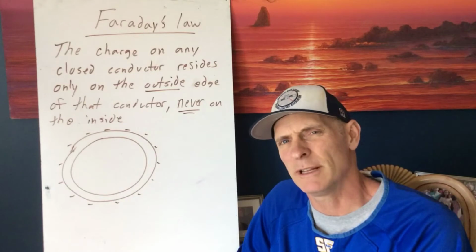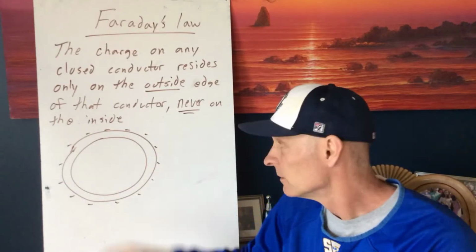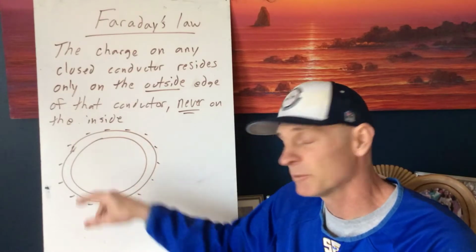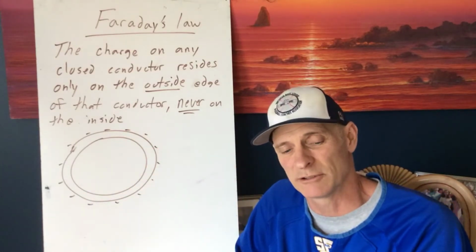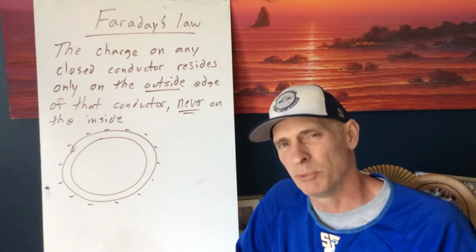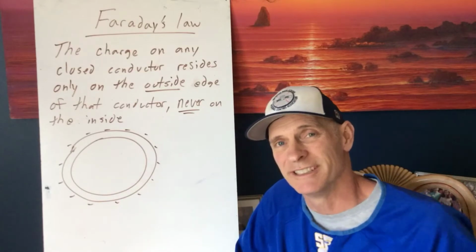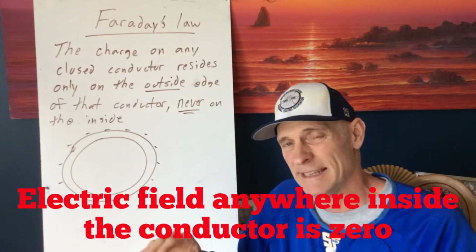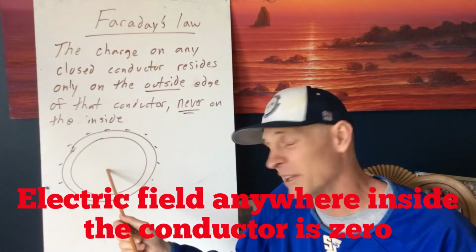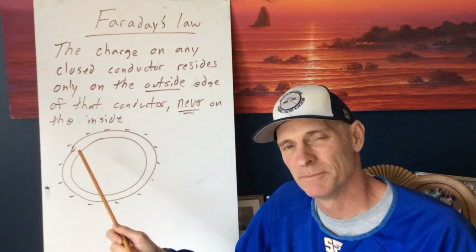Remember, electrons want to try to get away from each other as much as possible. So they would reside in different places around the outside, trying to all get away from other electrons. Now, it's important to note, the electric field inside the closed conductor is exactly zero. And that's not just in the middle of the conductor. It's anywhere on the inside edge.